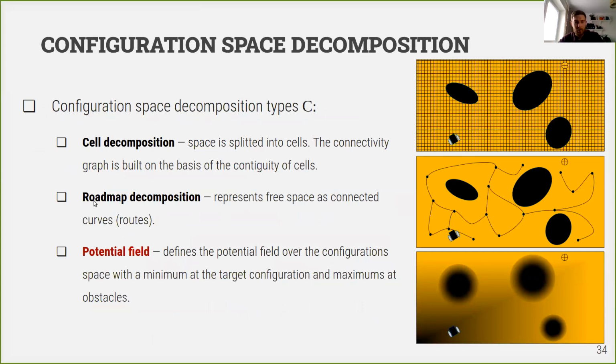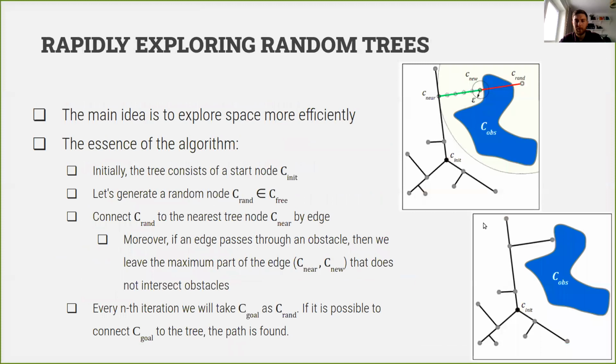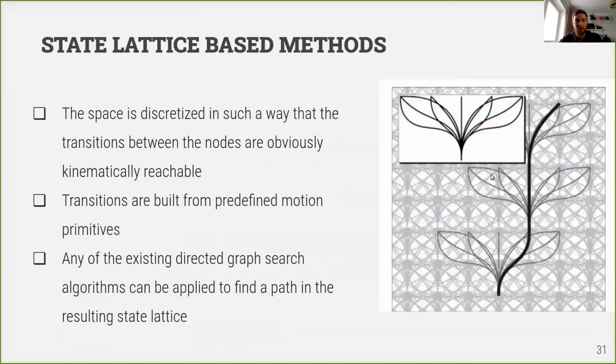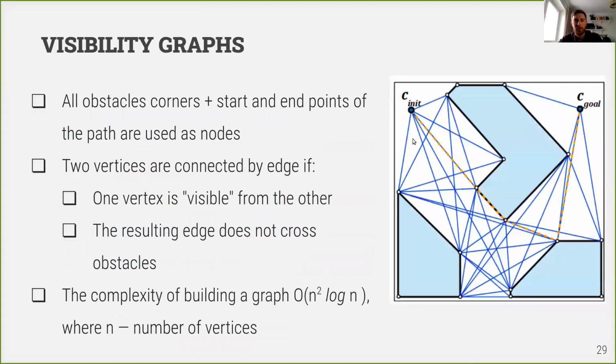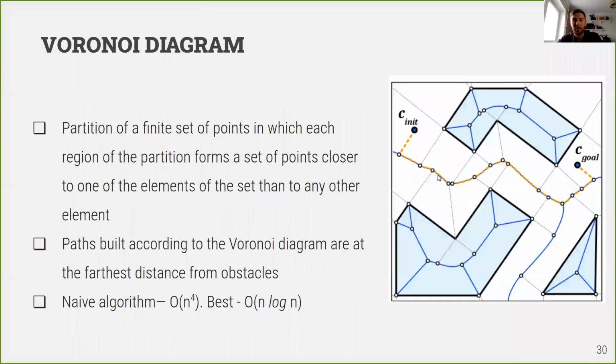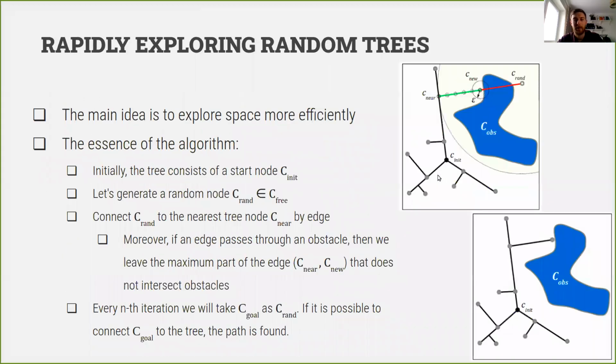So that was about roadmap decomposition. Once again, we are trying to represent a free space with some roads and then find the path within them. We can use rapidly exploring random trees. We can use state lattice. We can use Voronoi diagrams. We can use visibility graphs. And there are many more algorithms doing the same thing.